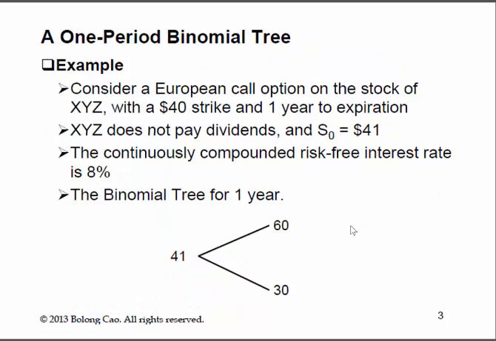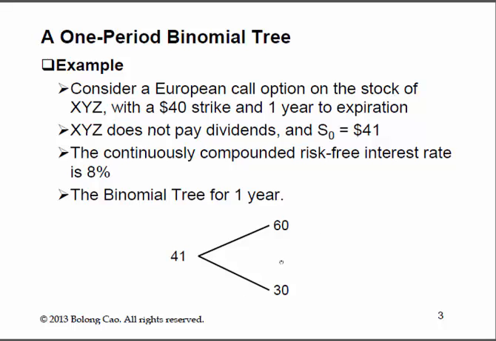So let's look at this one period model. We start from a one period binomial tree for the underlying. The option we are considering is a European option on the stock of XYZ. It has 1 year to expire and has a $40 strike price. The underlying stock, XYZ, does not pay dividends. The current price of this stock is $41. We also have a continuously compounded risk-free interest rate of 8%.